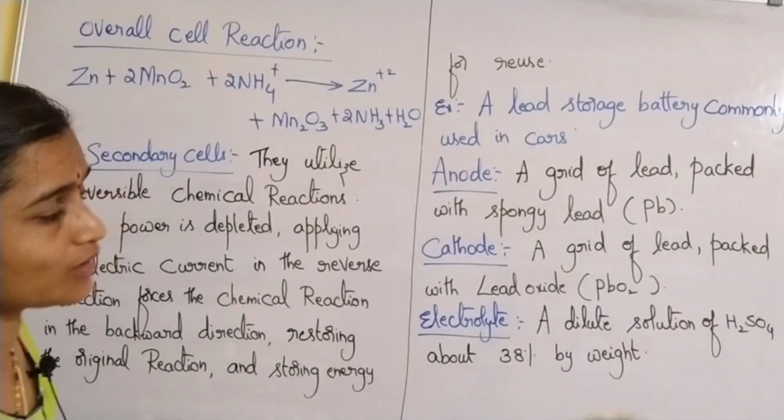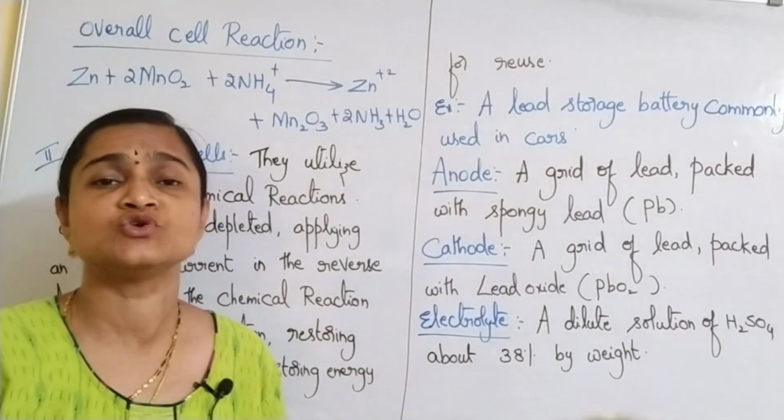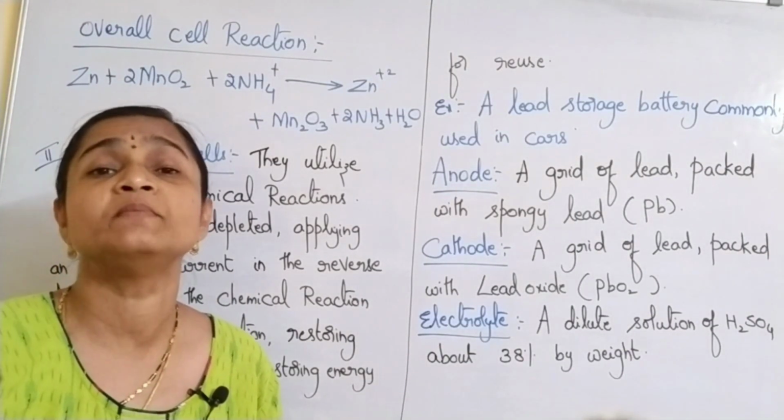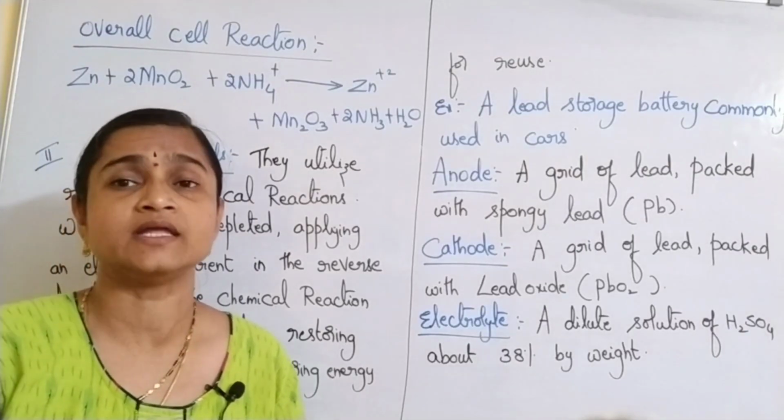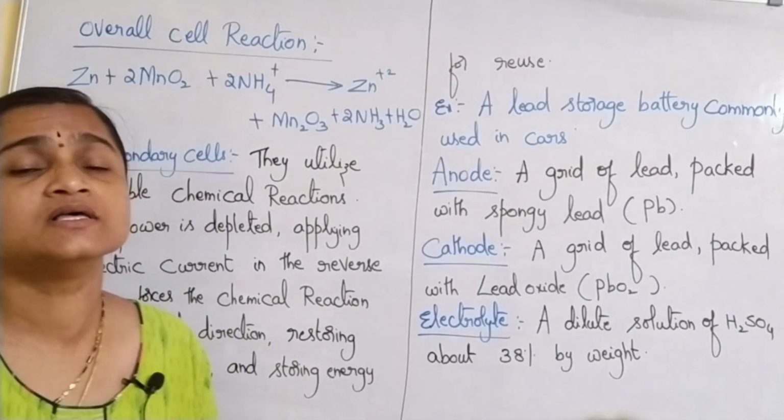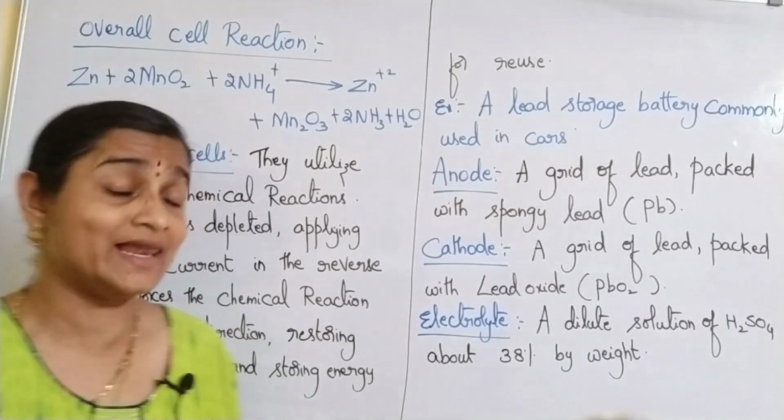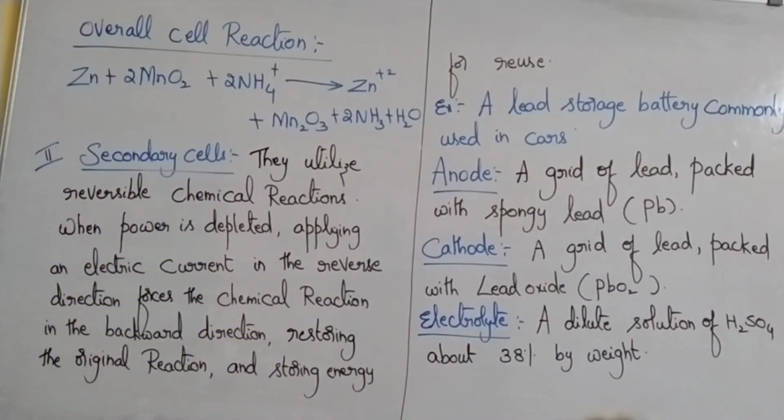Now coming to electrolyte. Electrolyte is a dilute solution of H2SO4 which is 38% by weight. Weight percentage 38%. Such kind of solution you are going to use as an electrolyte. So this is about cathode, anode and electrolyte for secondary cells.